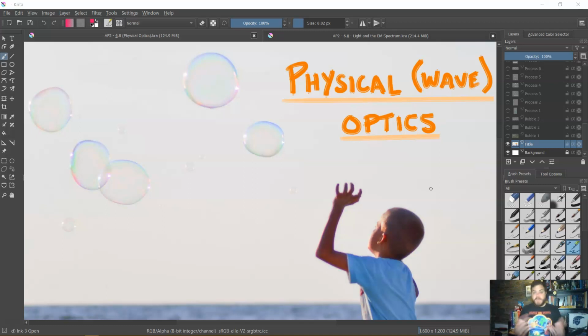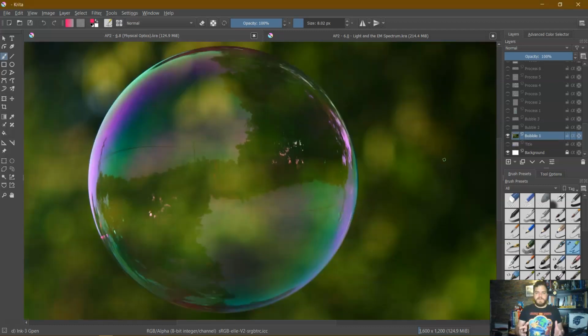In other words, phenomena that can only be explained if we treat light like a wave, or like we're treating it in its proper physical fashion. In particular, we're going to look at two phenomena: thin film interference and polarization. So let's start with something you've definitely seen before, which is just a bubble.